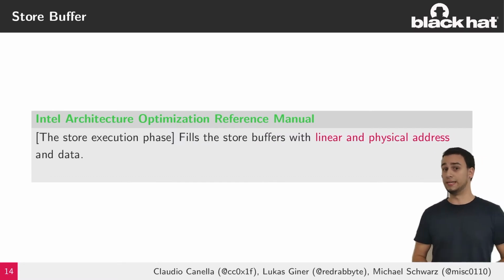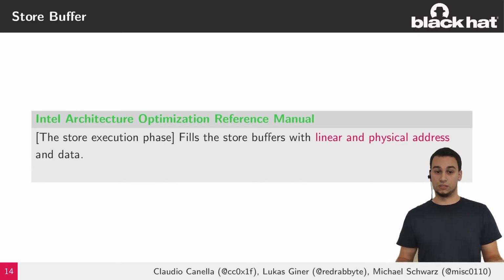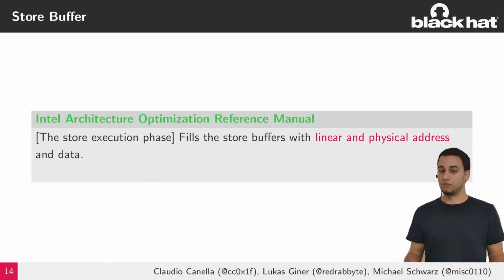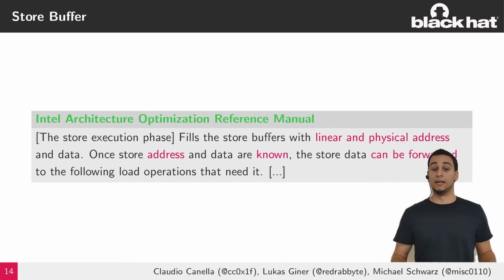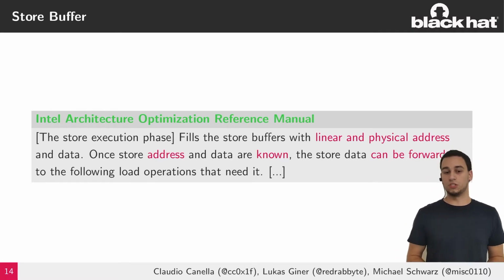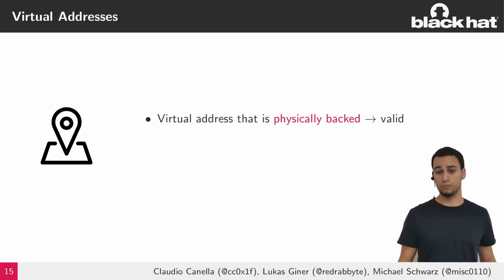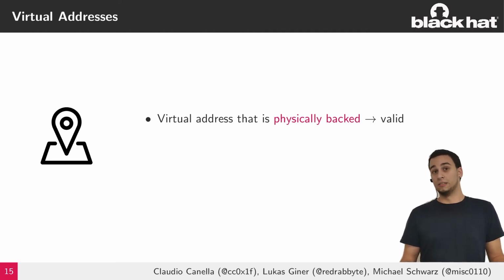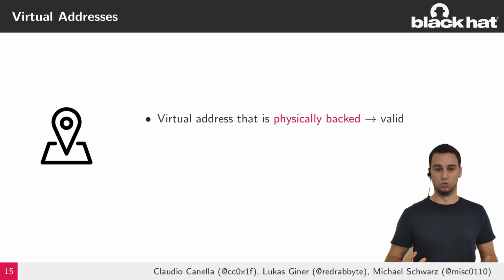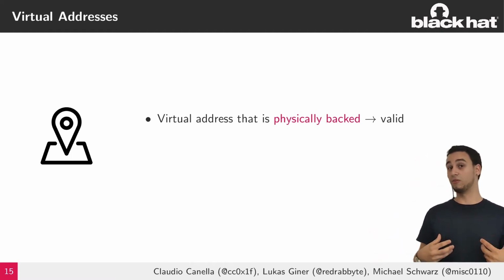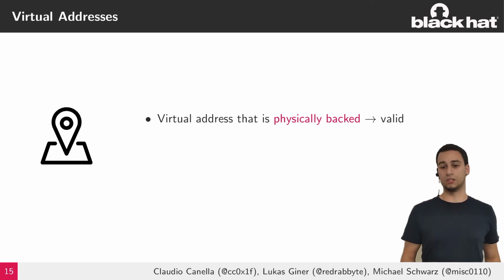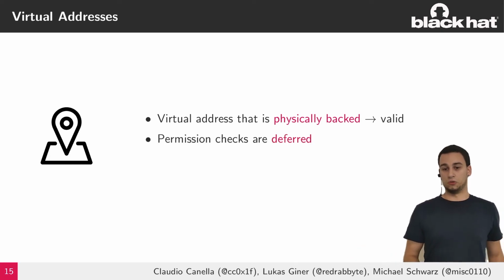So this is also described in the Intel manual. It says the store execution phase fills the store buffer with linear and physical address and data. And once store address and data are known, the store data can be forwarded to the following load operations that need it. So if everything is known, then we can forward this data to the load. And what does it mean with valid and invalid? A virtual address that has an actual physical backing to it. So we have some data page where we can really write to it, then this is a valid address. And then we can use that.